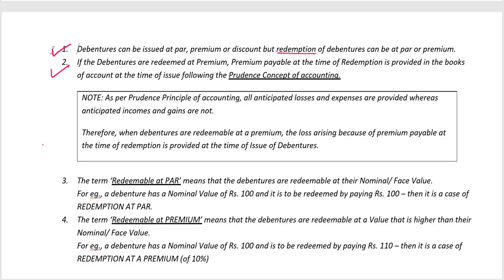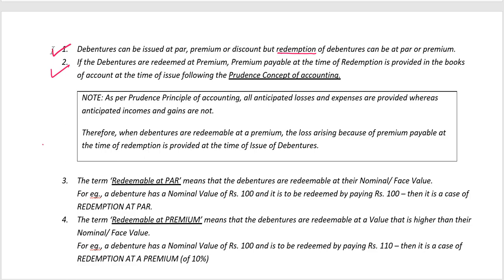Now, if the debentures are to be redeemed at premium, the premium which is payable at the time of the redemption is provided in the books of accounts at the time of the issue itself, following Prudence concept of accounting.